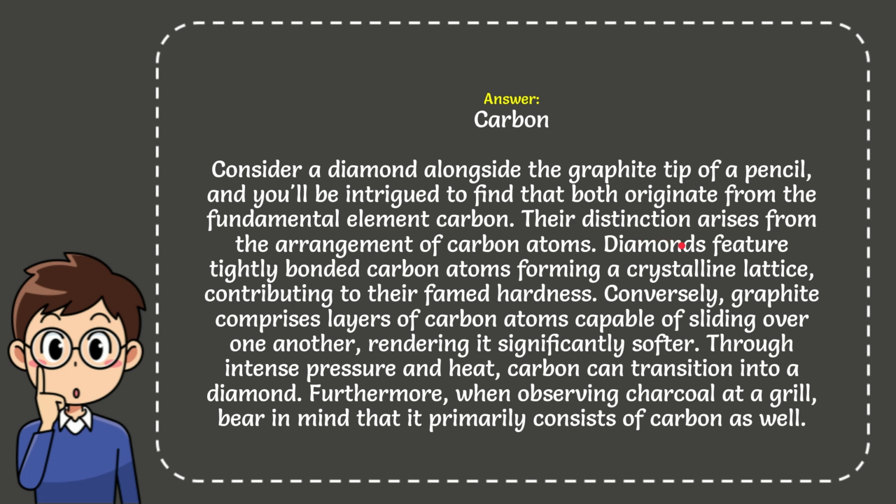Diamonds feature tightly bonded carbon atoms forming a crystalline lattice, contributing to their famed hardness. Conversely, graphite comprises layers of carbon atoms capable of sliding over one another, rendering it significantly softer. Through intense pressure and heat, carbon can transition into a diamond.